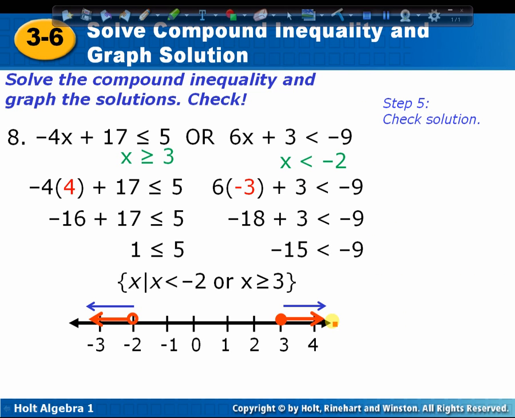Alright, and here's my check. I checked with the 4 with this one because that's where I got my 3 from, so I had to go back to the inequality where I found my 3, which is this one over here, and I plugged in 4 and I got 1 is less than or equal to 5. And then I checked with negative 3 over here, but I had to check in this one because that's where I got my negative 2. When I checked with negative 3, I got negative 15 is less than negative 9.